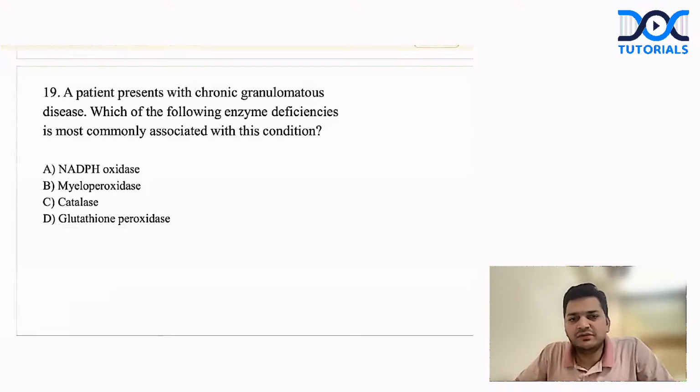A patient presented with chronic granulomatous disease. Which of the following enzyme deficiencies is the most likely associated with this? See, the chronic granulomatous disease, the CGD.